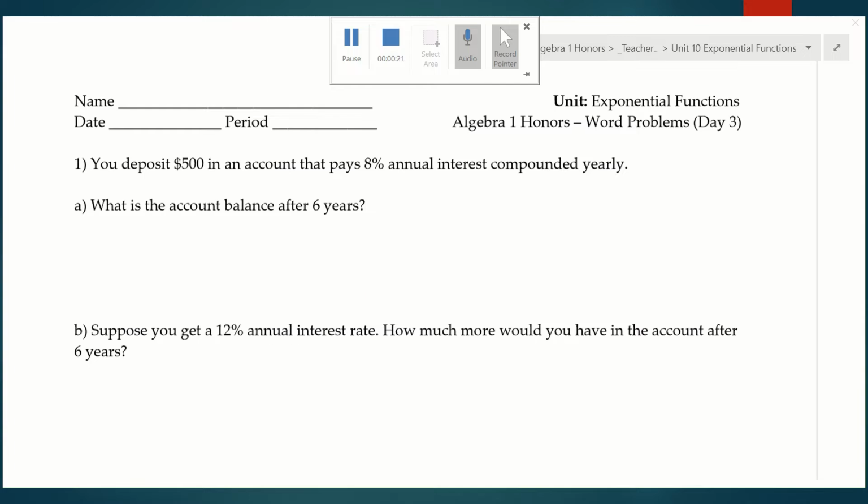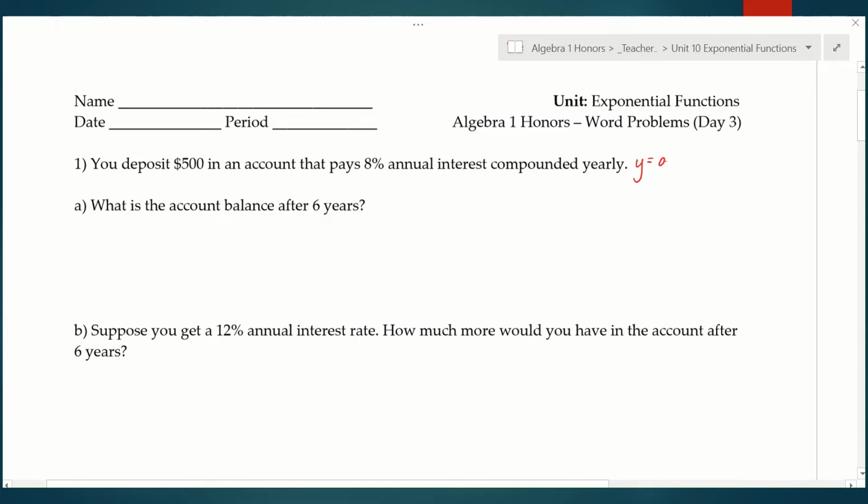the last two lessons. Okay, so number one says, you deposit $500 in an account that pays 8% annual interest compounded yearly. So because we're dealing with compound interest, I'm just going to write the formula that we've used before over on the side here and talk about what all the different variables stand for again.